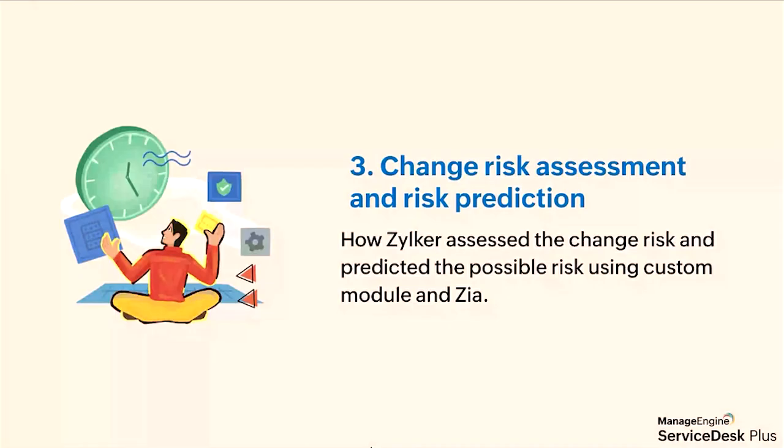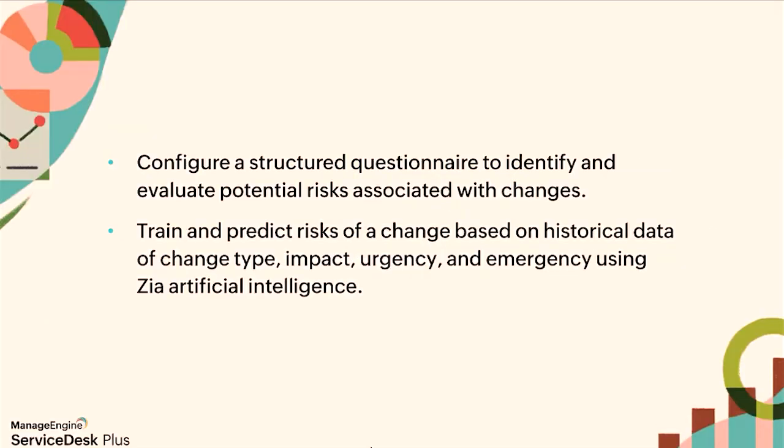and prediction. Here's how Zilker added an extra layer of intelligence to their change management process. They used a custom built module along with Zia, our AI assistant, to assess potential risk associated with each change. This meant that before a change was rolled out, Zilker already had an idea of how risky it was, whether it might disrupt services, affect critical assets, or create compliance issues. Now, let's break down how Zilker made this possible in practice.